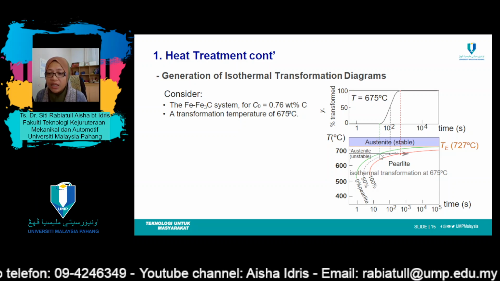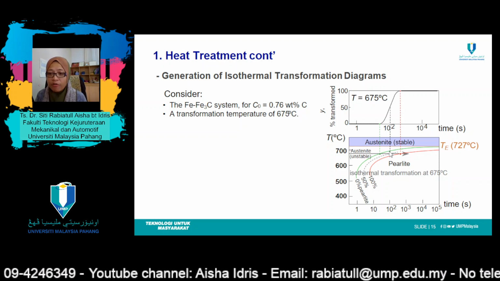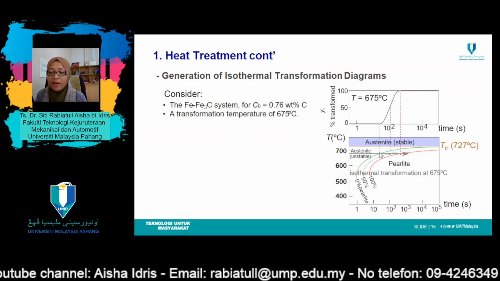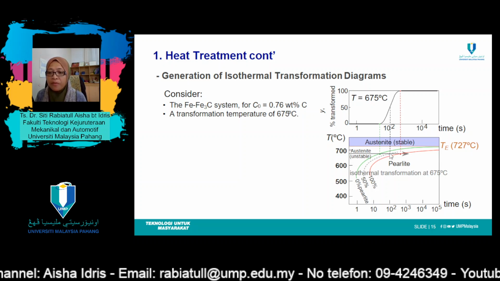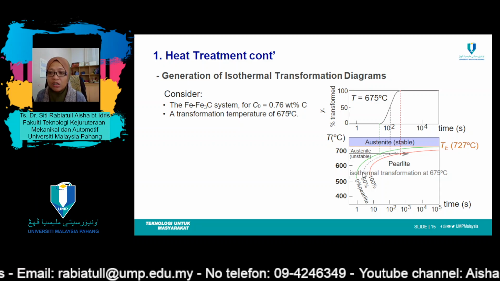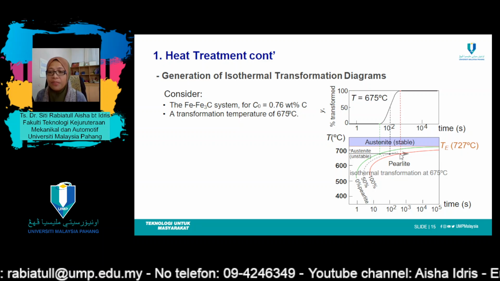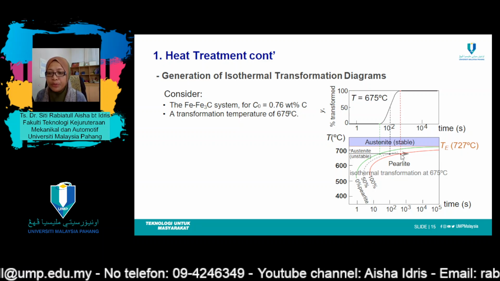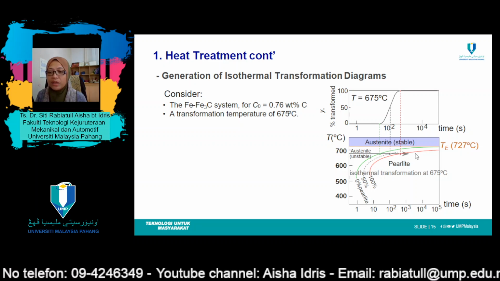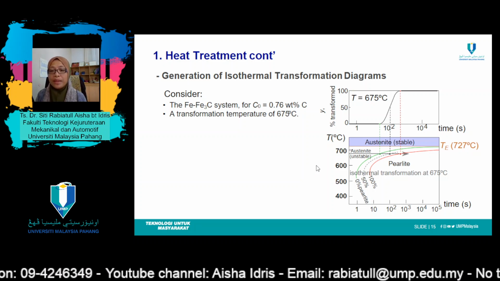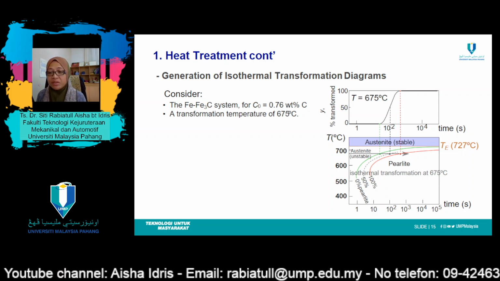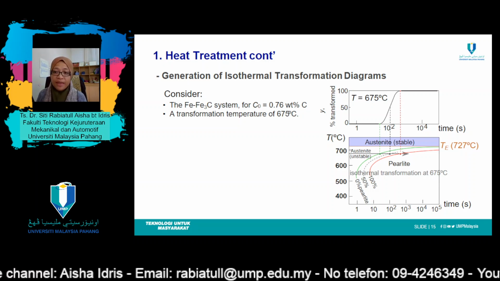Initially, it will form 0% of perlite when it touches this green line, and then after a certain time, it will form 50% of perlite once it reaches this dotted curve over here, and then a longer time will produce 100% perlite once it reaches this red curve line over there. So basically, we can control the transformation of the microstructure of that steel.